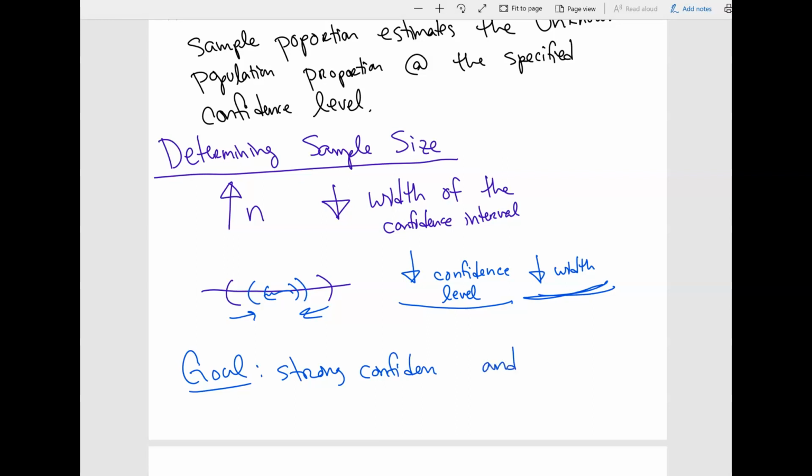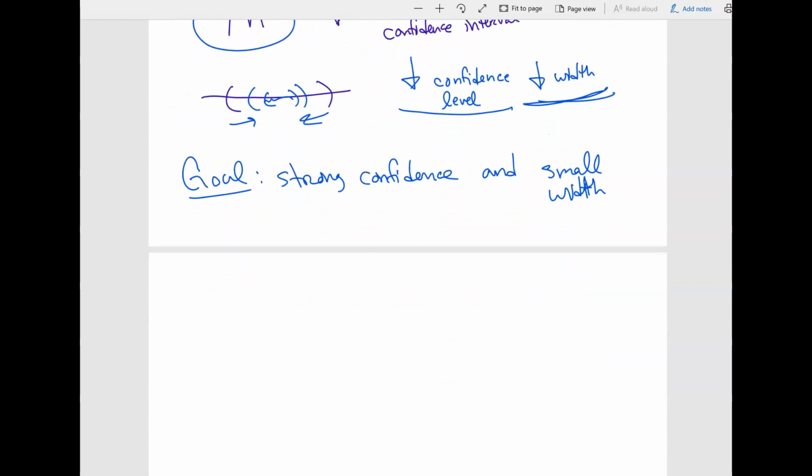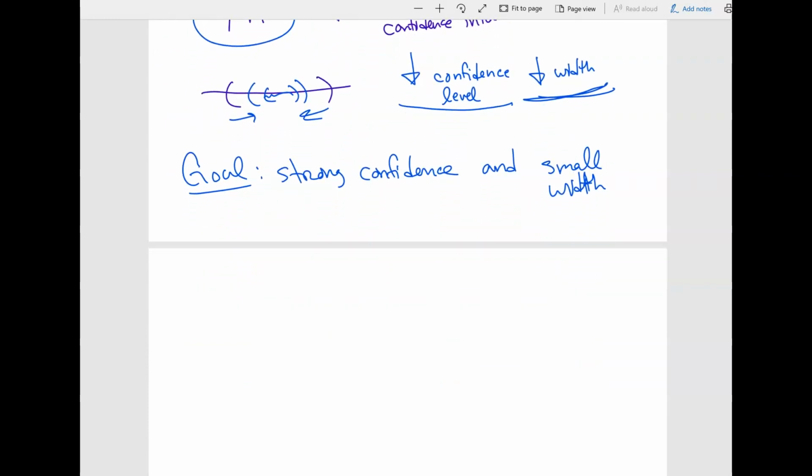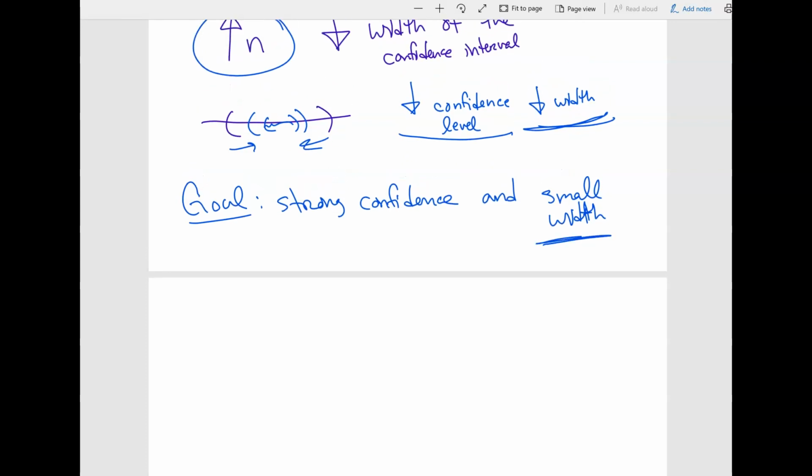and small width. Okay, so that's basically what I really want. And one way that I can accomplish that is by increasing the number of samples. So one way that we can try to do it is by figuring out how many samples I should get if I want to make the width small enough.